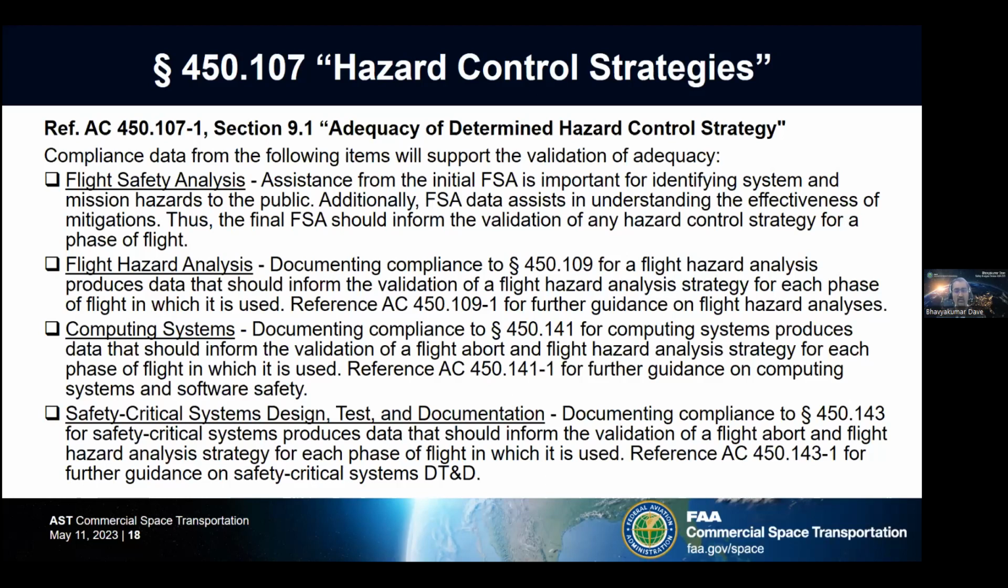The fourth type is safety critical system design, test, and documentation data, which is from 450-143. So the compliance data from 143 can be utilized by the applicant to support the validation of a flight abort or the flight hazard analysis strategy for each phase of flight where either of those two hazard control strategies are utilized. Now, I'd like to mention here that right at this time, the AC for 450-143 is in work for non-FSS safety critical systems. So it is not currently released and available on the FAA website. Next slide, please.